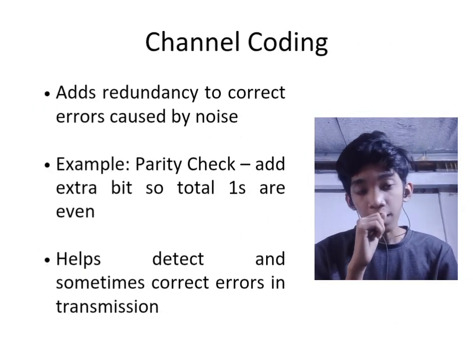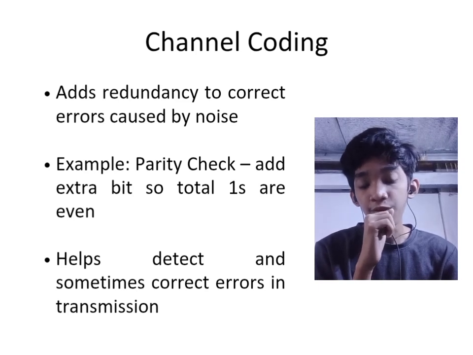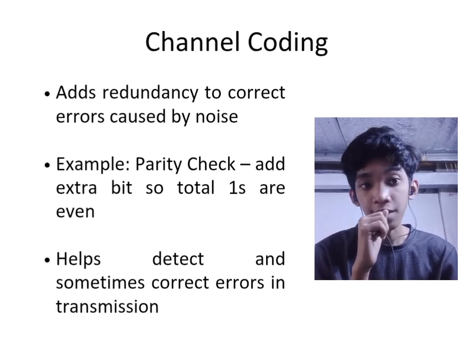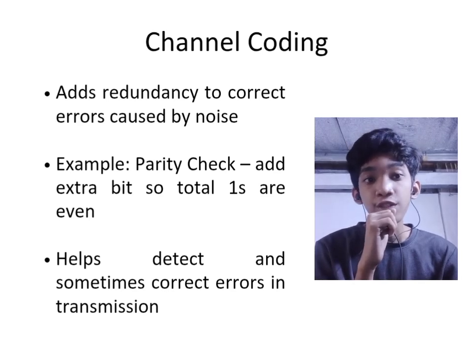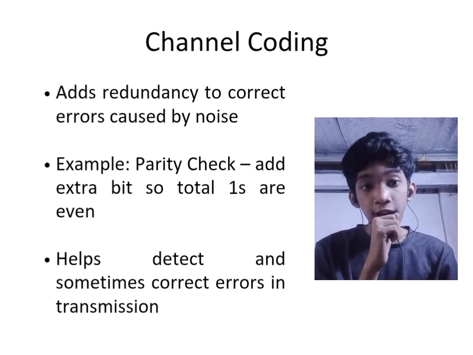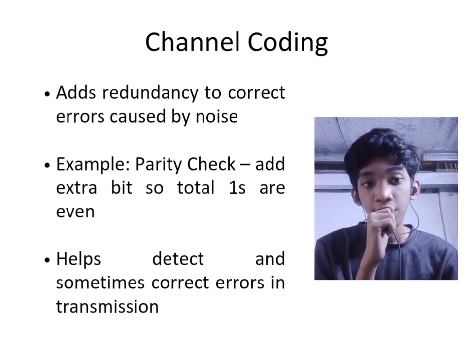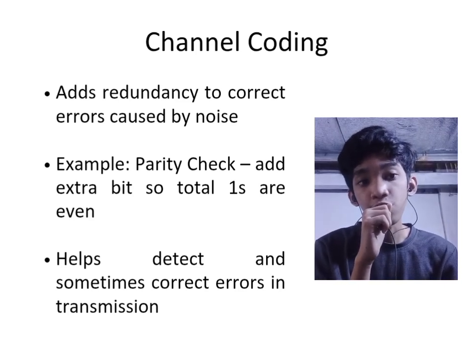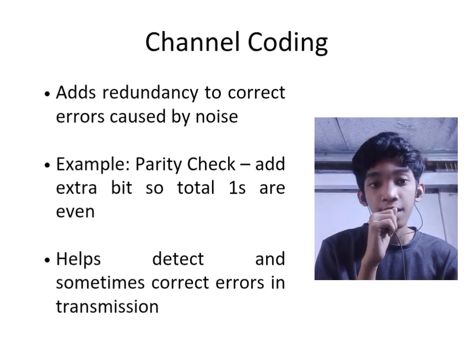Now, let's go back to channel coding. This block makes sure that even if errors happen while sending data, the receiver can still recover the original message. So here is what it can do. It adds redundancy to correct errors caused by noise. Noise is unwanted disturbance that can change signals. Adding redundancy helps protect the data.